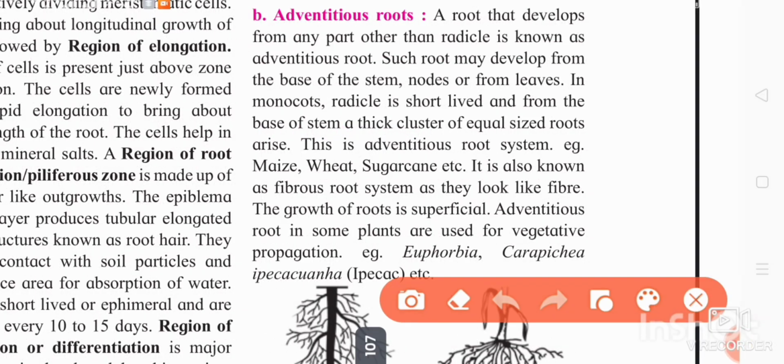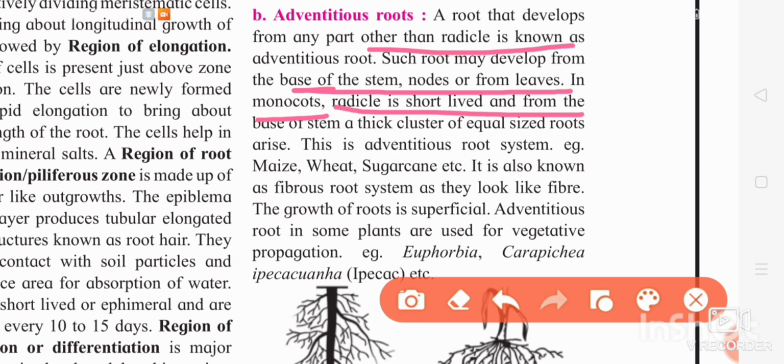When we talk about adventitious root, these develop from any part other than the radicle. कोई अलग ही part से develop होंगे radicle को छोड़ के, जैसे कि ये develop हो सकते हैं base of the stem, node या फिर from the leaves. So these are the adventitious roots. ये monocots में पाए जाते हैं. इसके radicle short lived रहते हैं, मतलब they come and they get disintegrated. And there we can see the thick cluster of roots. This thick cluster of roots is termed as fibrous. They are also known as fibrous roots. We can see in maize, wheat, sugarcane, etc.